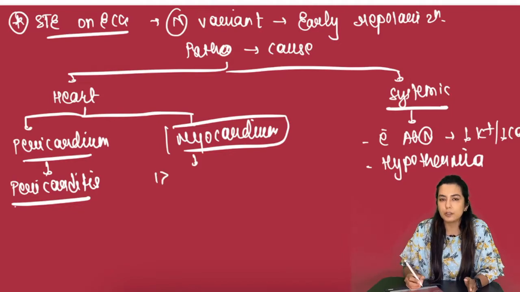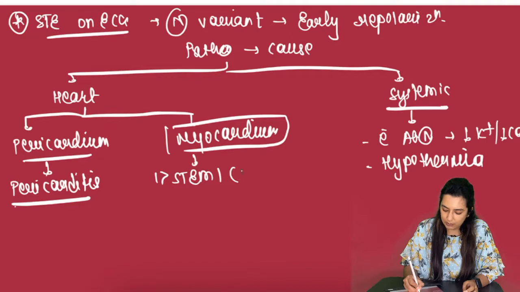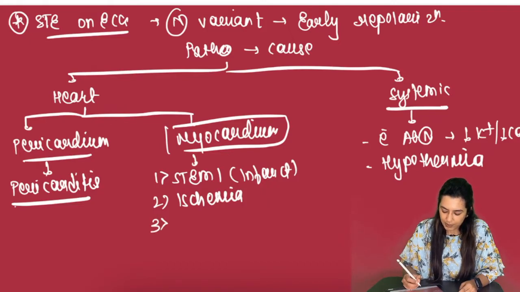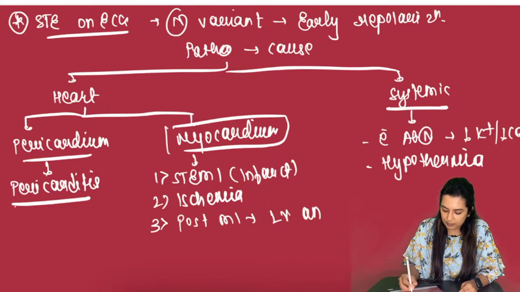First and most important is ST elevation MI. That means infarction. Second is ischemia only, where no infarct has developed yet. Only ischemia can also lead to ST elevation. Third is post infarct, that is LV aneurysm, which I'll discuss in my next slide.